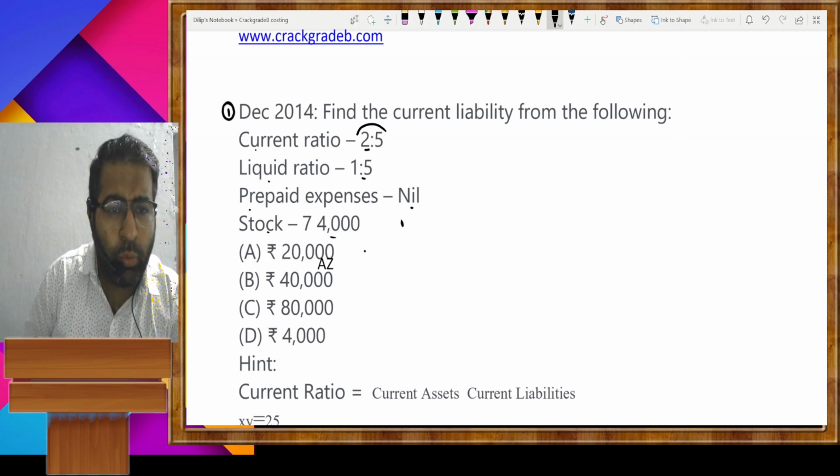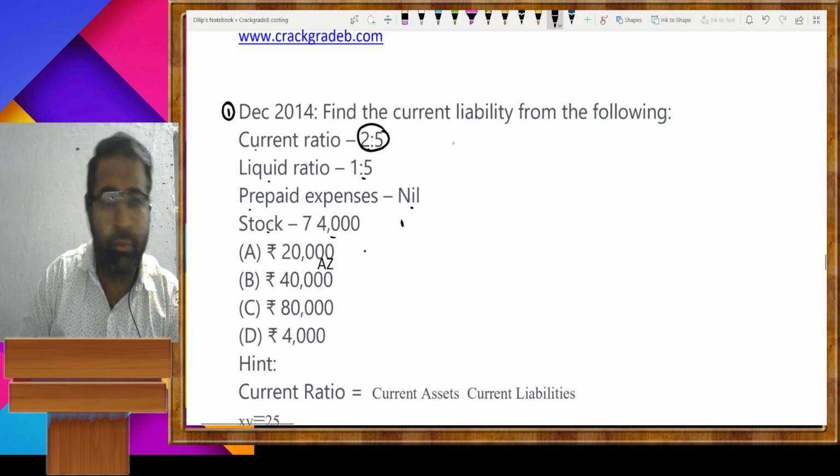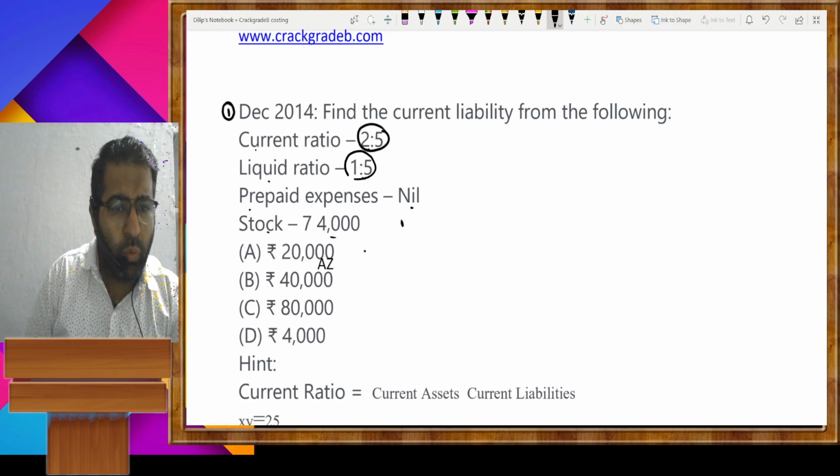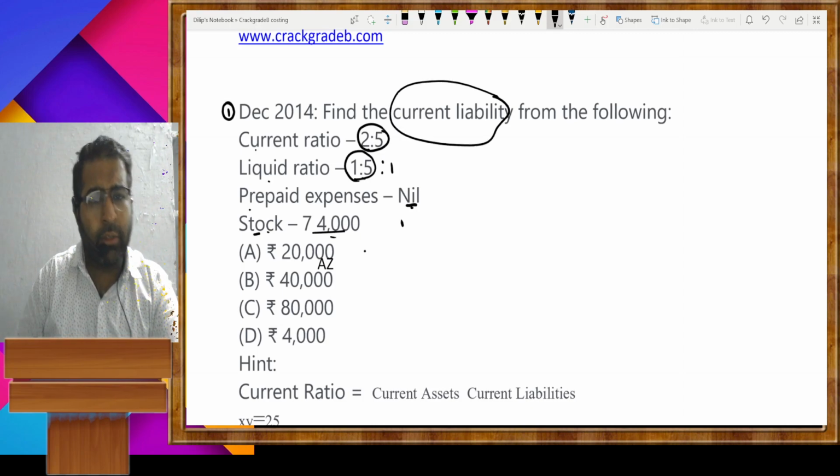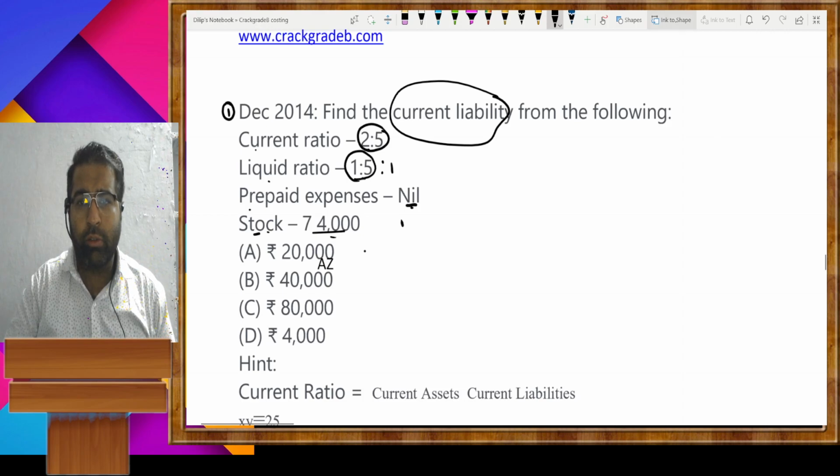Current ratio is given 2.5. Liquid ratio 1.5 ratio 1. Prepaid expenses nil. Stock 74,000. You have to calculate current liabilities. Can you calculate it or not?